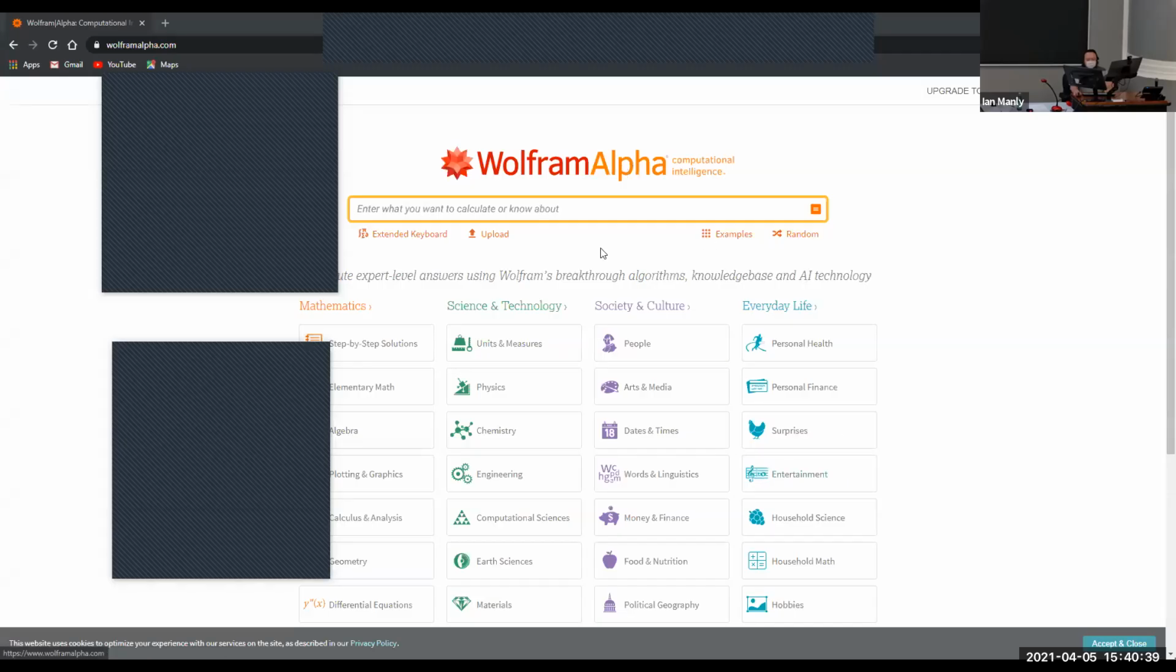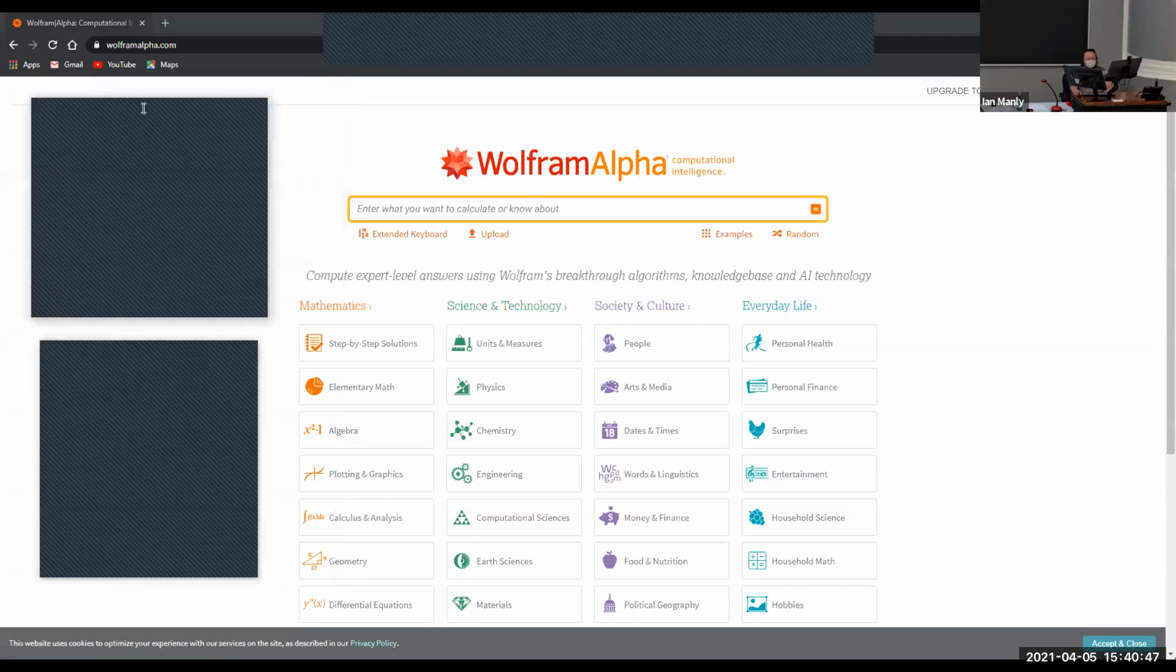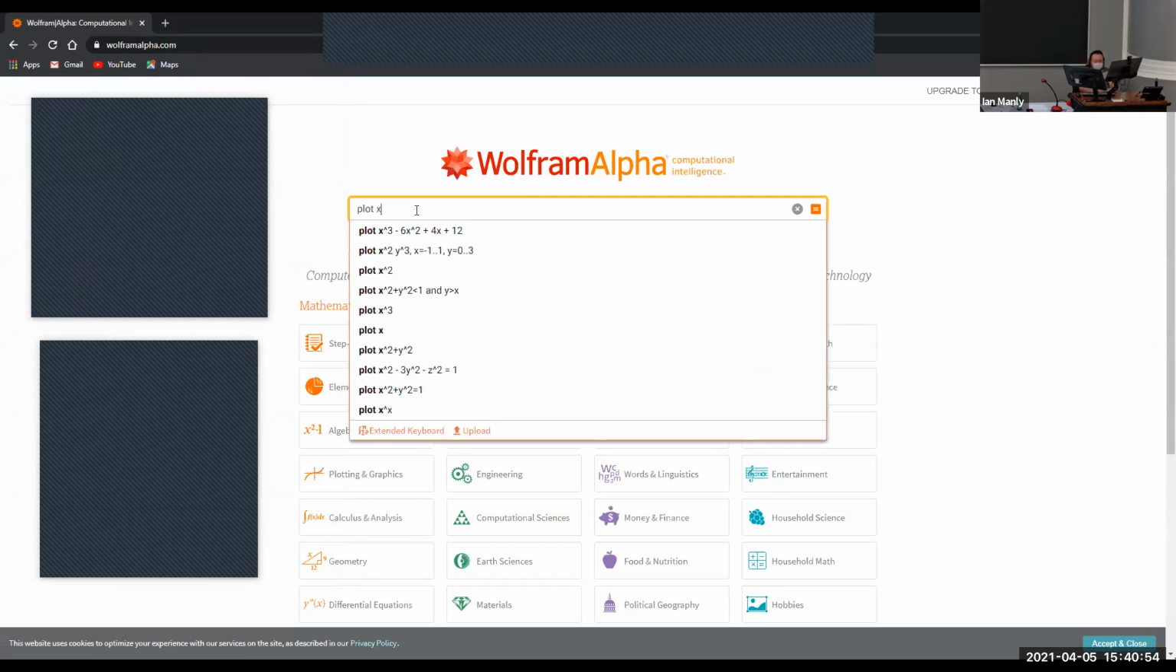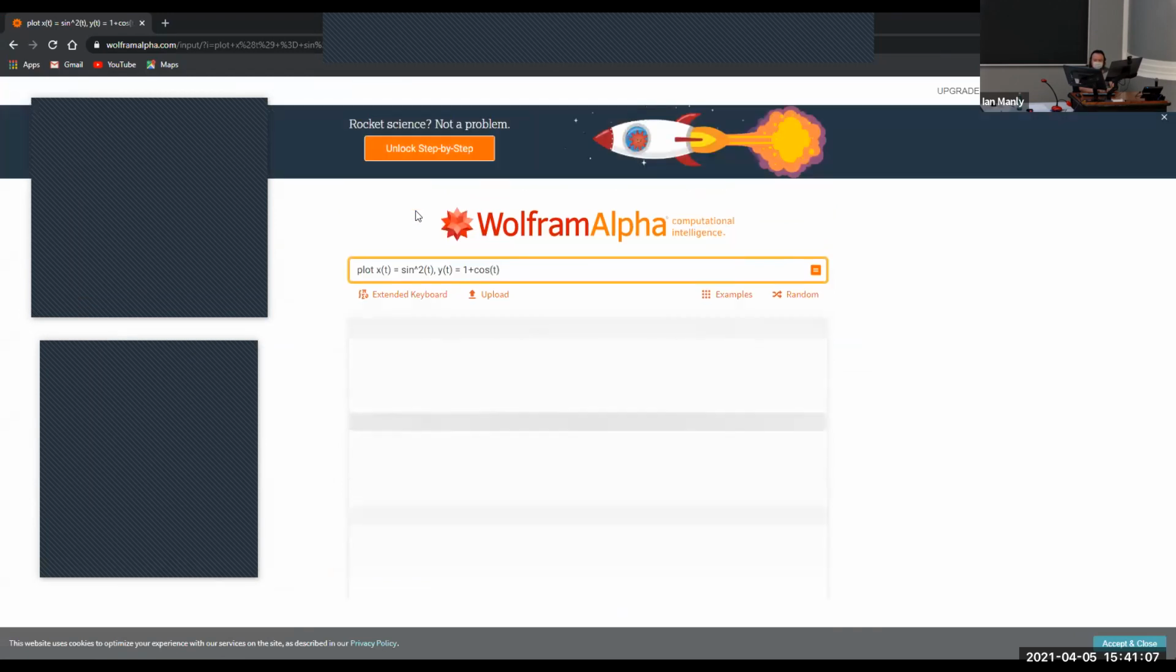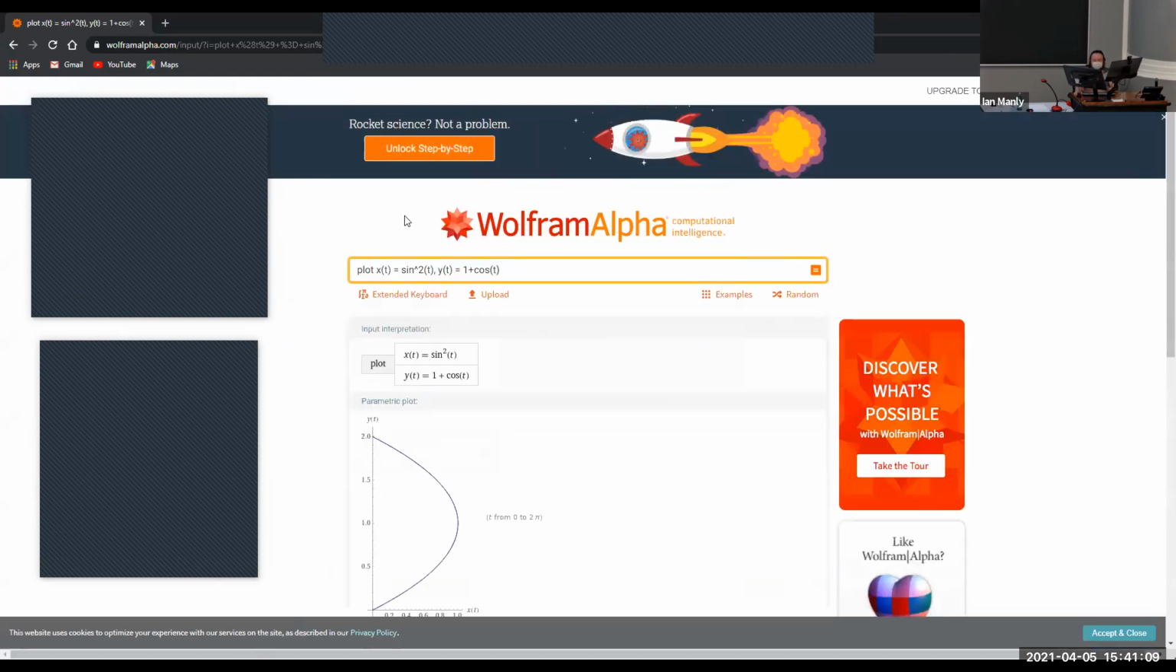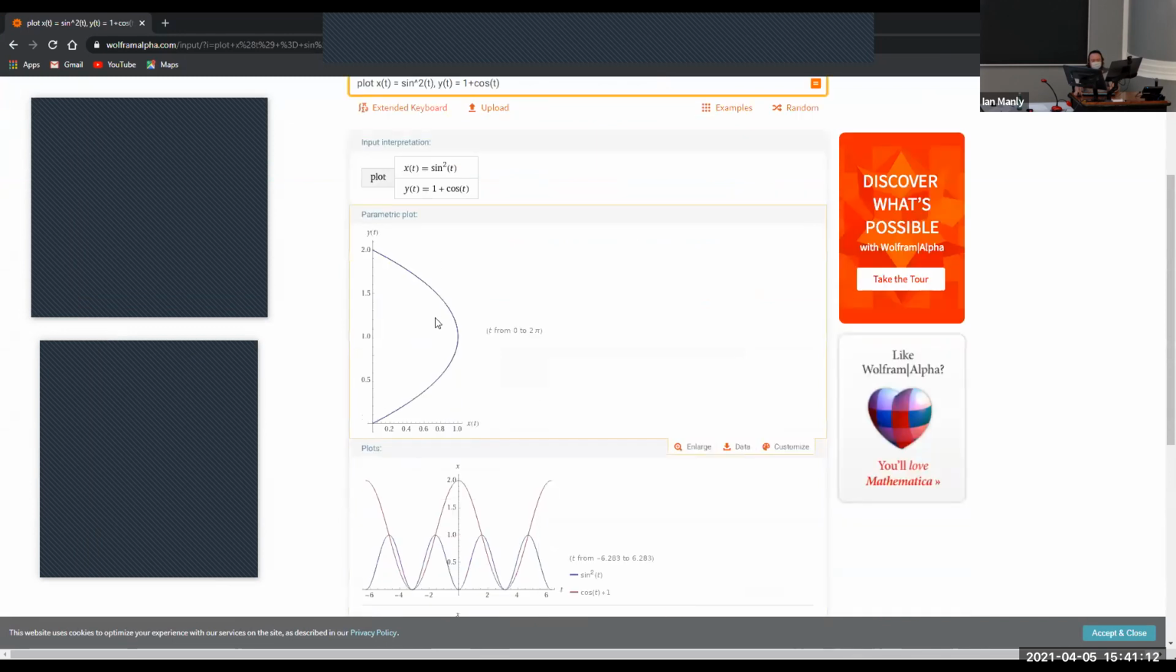All right, can everyone see Wolfram Alpha? It's okay? All right. So what we can do on Wolfram Alpha is we can draw parametric equations. So we can plot x of t is sine squared of t, and y of t is 1 plus cosine t. And then there we go. So we can end up getting a nice shape right here. So we end up getting this parabola right here.